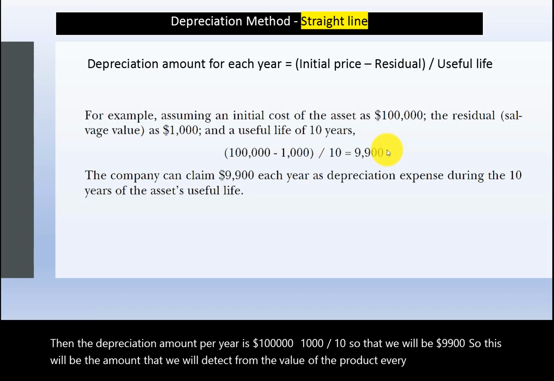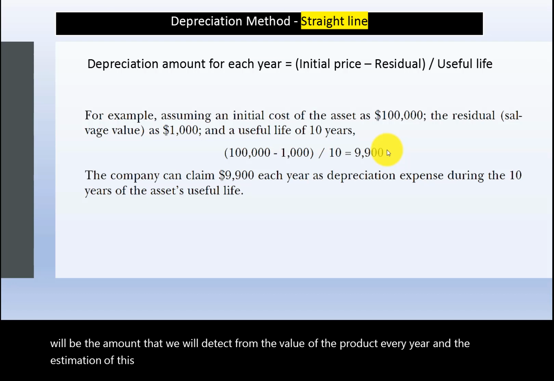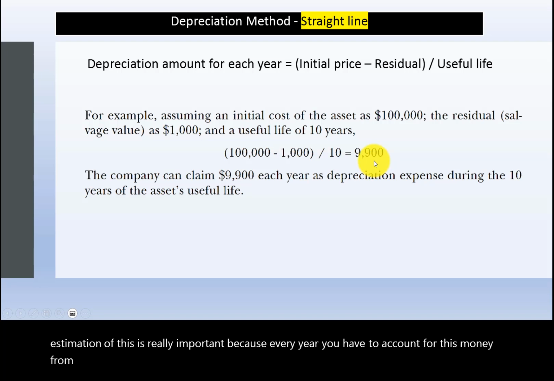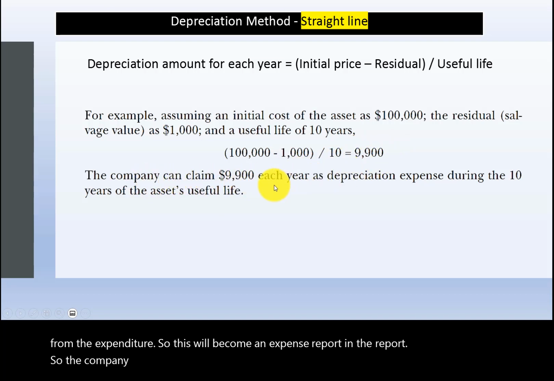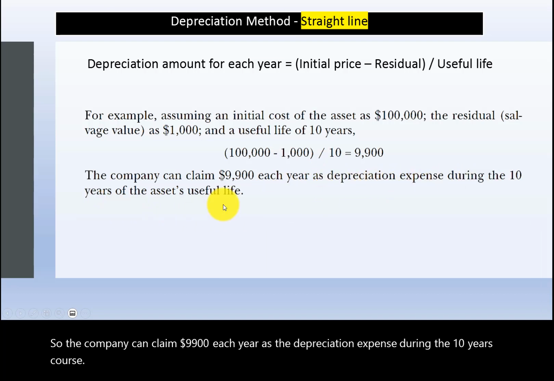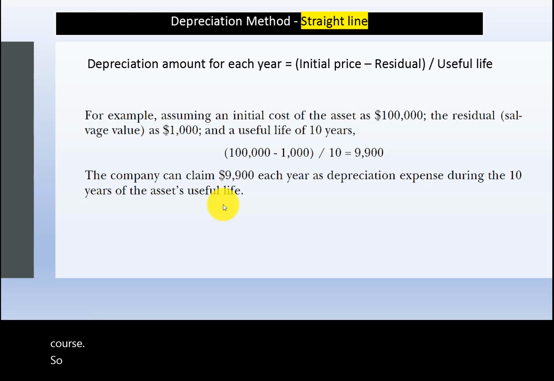And the estimation of this is really important because every year you have to account for this money from the expenditure. So this will become an expense in the report. So the company can claim $9,900 each year as the depreciation expense during the 10 years. For balance sheet purposes and for tax paying purposes, this calculation is necessary.